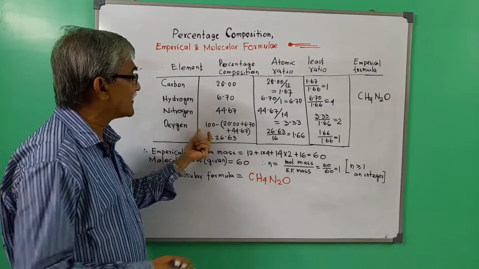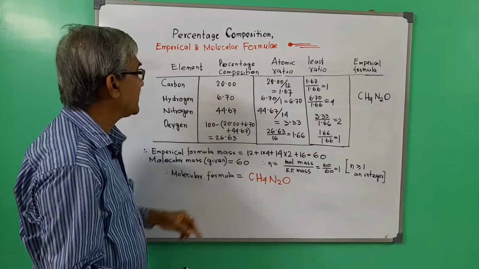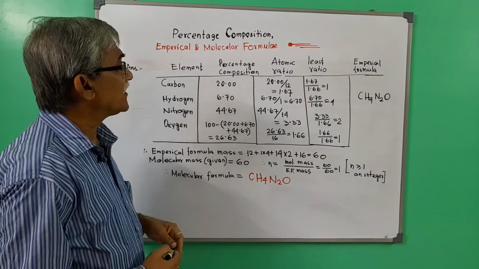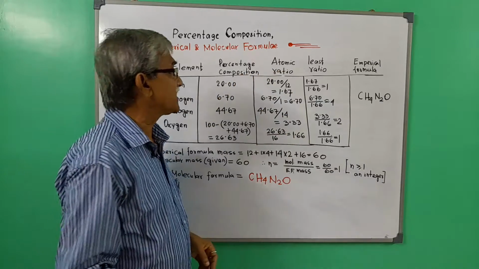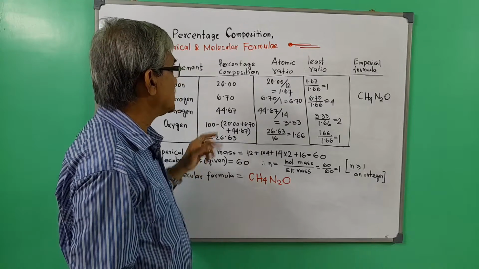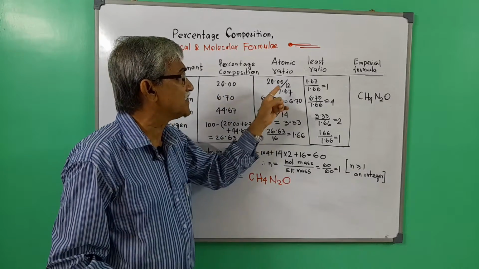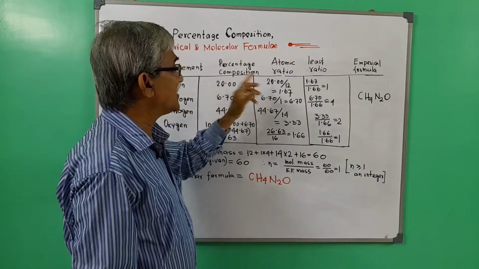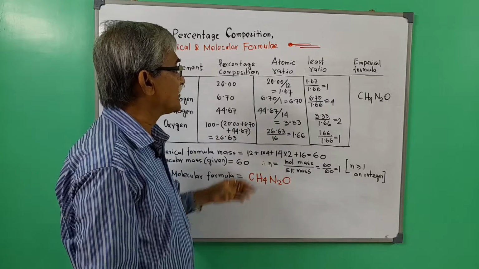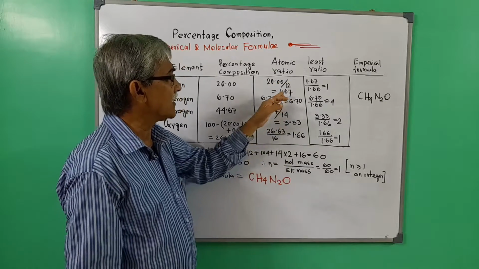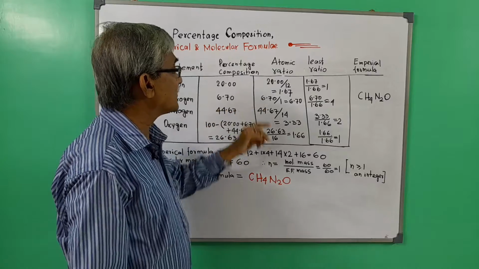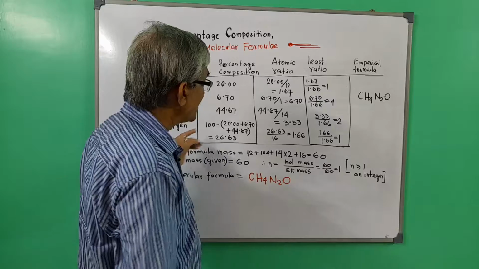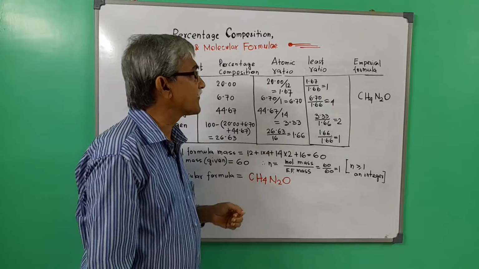Therefore, oxygen is equal to 100 minus the sum total of all these three, that is the carbon, hydrogen, and nitrogen, that sums up to 26.63. The next column is the atomic ratio. In that column, you have to divide the individual percentage composition by the individual RAM, relative atomic mass. So for carbon, it is 20.00 by 12, that equals 1.67. Likewise, the hydrogen is 6.70, the nitrogen is 3.33, and for the oxygen, it is 1.66.